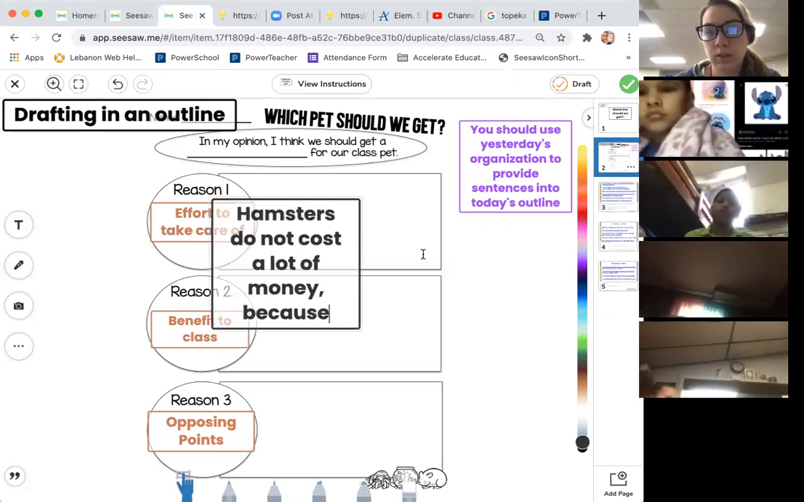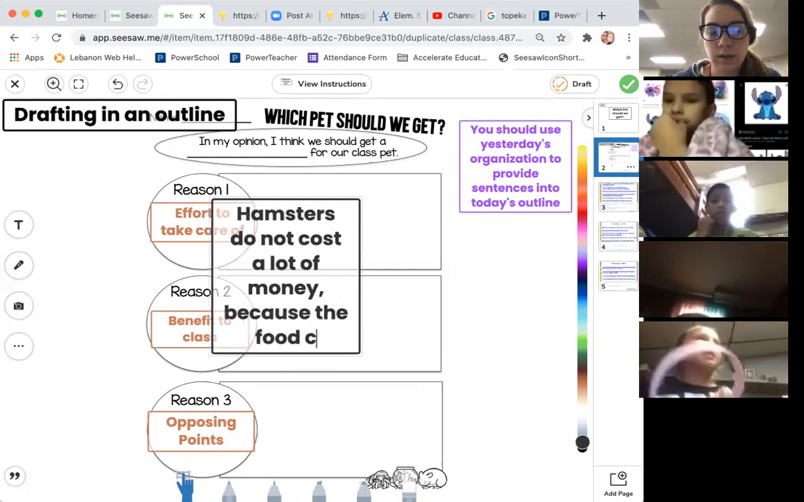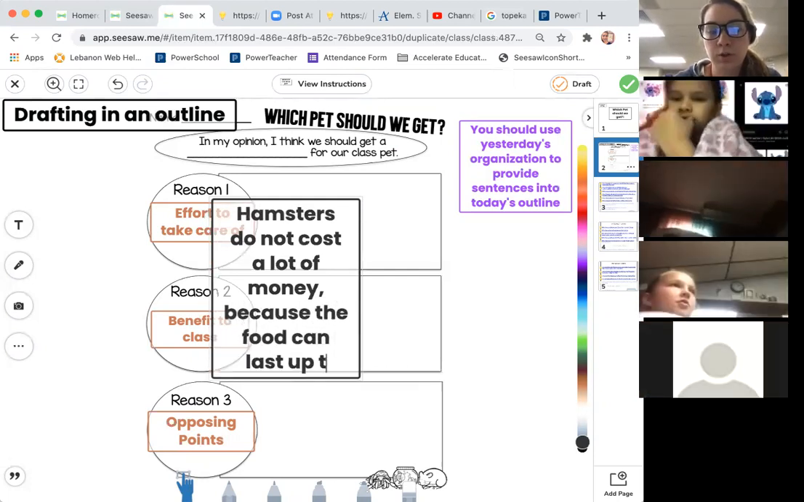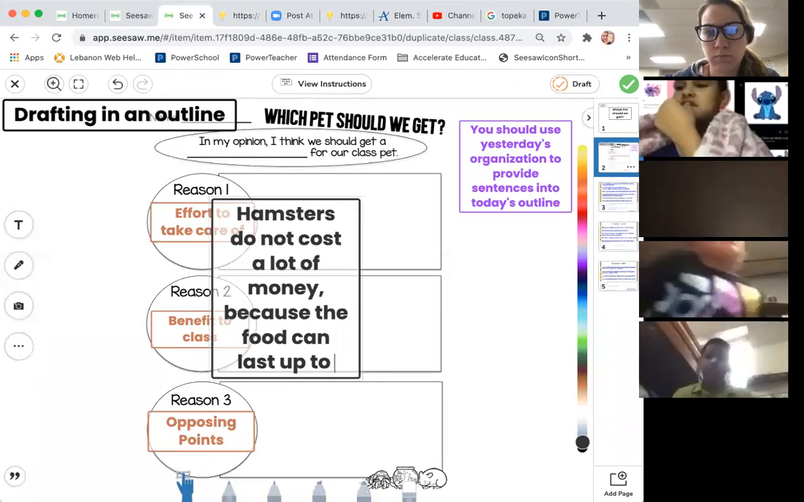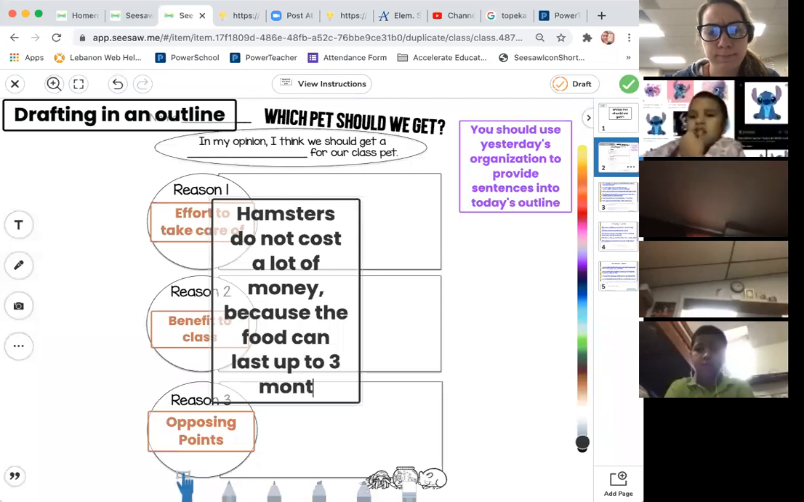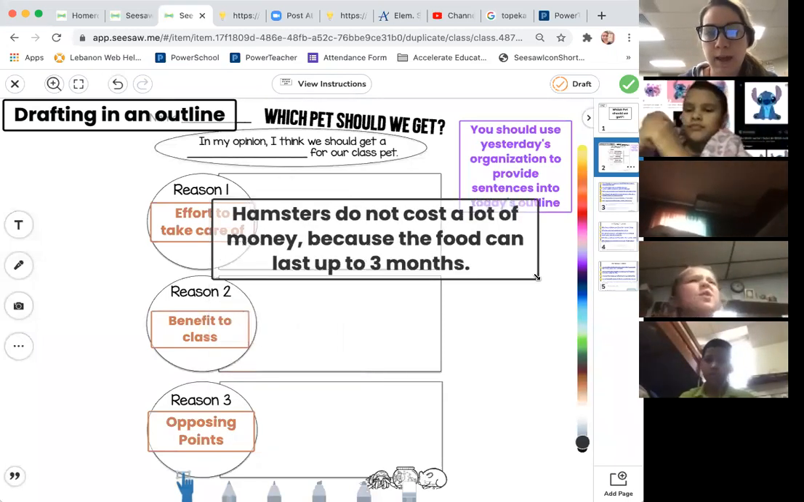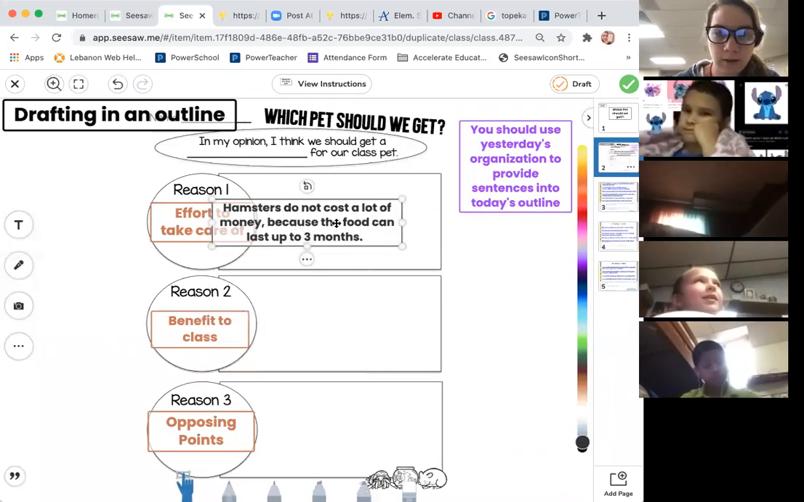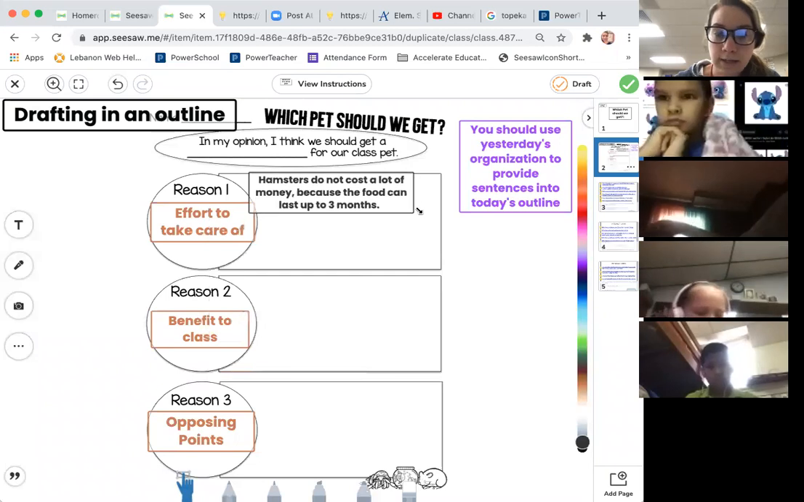because the food can last up to, how long was it, Jacob? A month or a year. 3 months. Like a 5-pound bag of food can last 3 months. That's something that we had found out together on like day 2, I think, of research. So that's like one sentence.